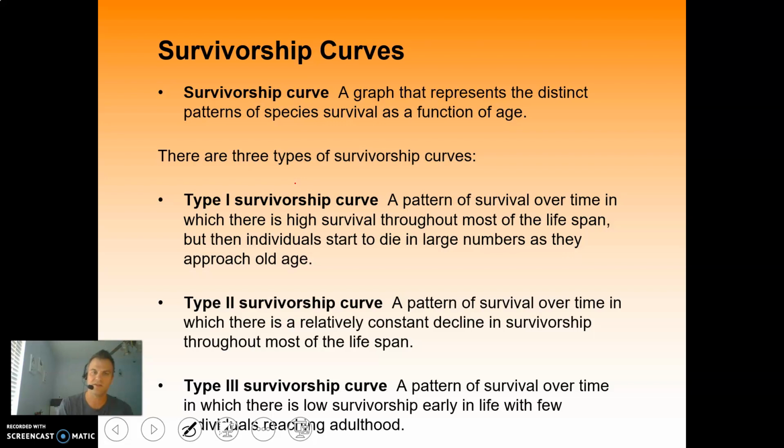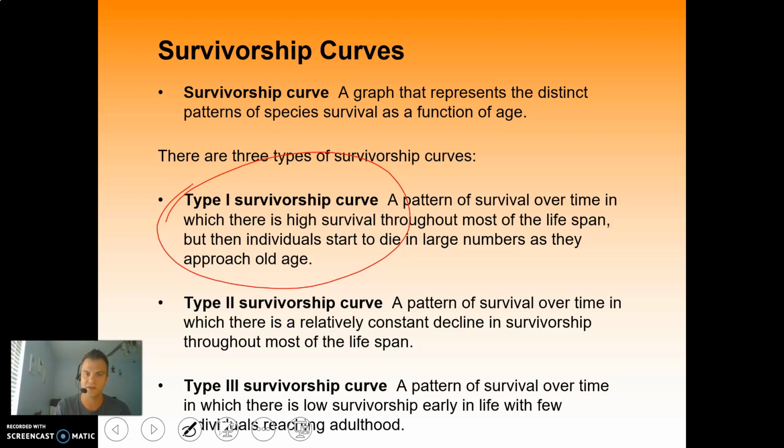Type 1 survivorship curve is going to be a pattern of survival over time where there's high survival throughout most of the lifespan, but individuals start to die in large numbers as they approach old age. This would be probably your K type species, okay? So humans, large animals like that.